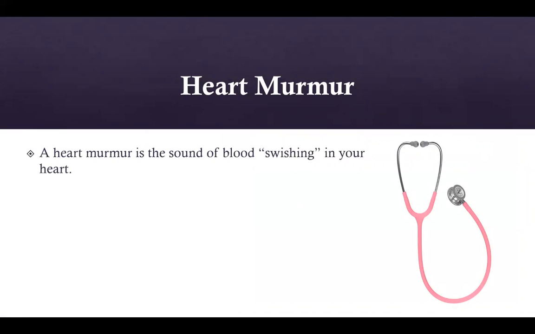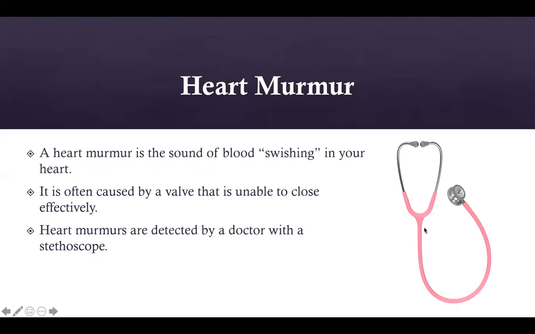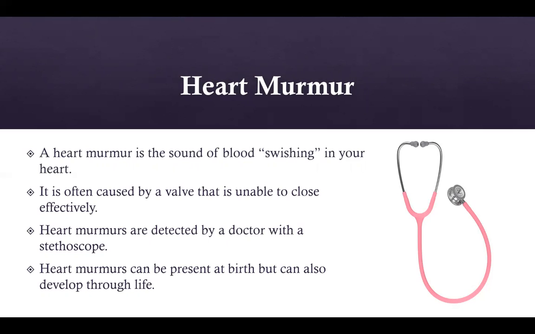So there's a condition called a heart murmur, and a heart murmur is literally the sound of blood swooshing around in your heart. So instead of passing through, something is going on. It's often caused by a valve that is unable to close effectively. And a doctor is able to listen to your heart with a stethoscope, pictured here, nice pink stethoscope, and a heart murmur can be quite easily detected by a doctor. You can be born with a heart murmur, but it can also develop throughout your life. A heart murmur is not necessarily fatal or going to cause you a lot of problems, but there are conditions where a heart murmur can be a little more detrimental.